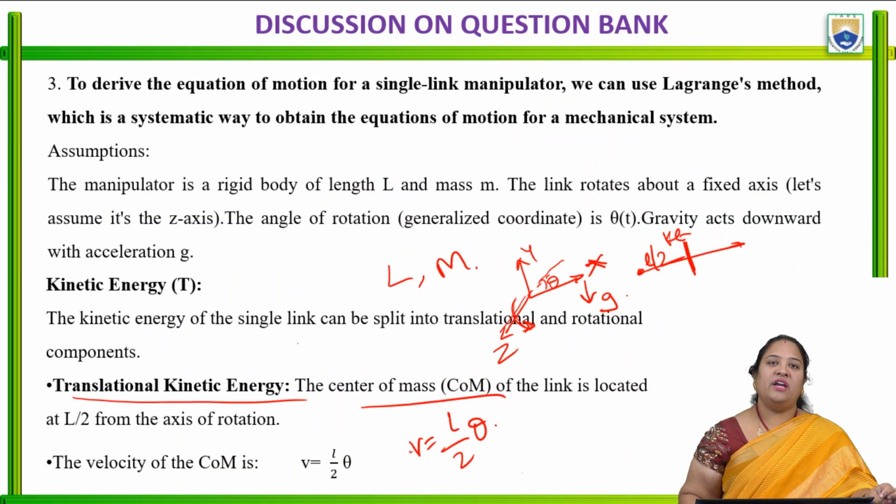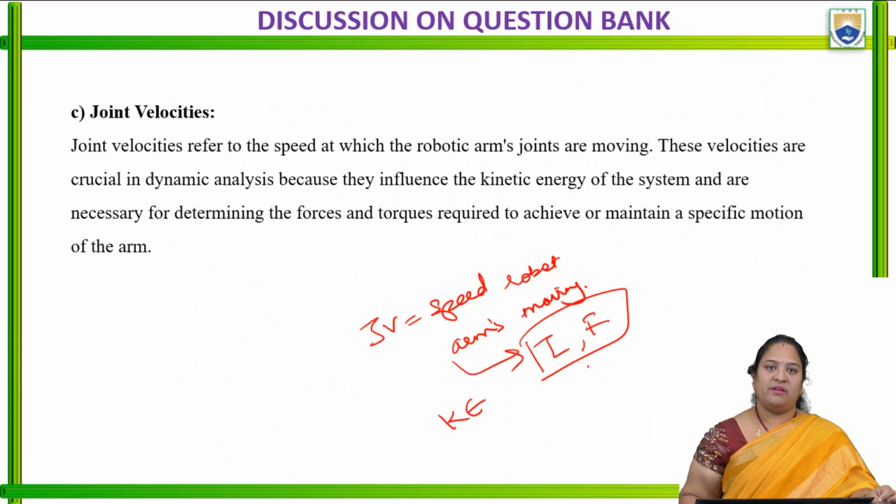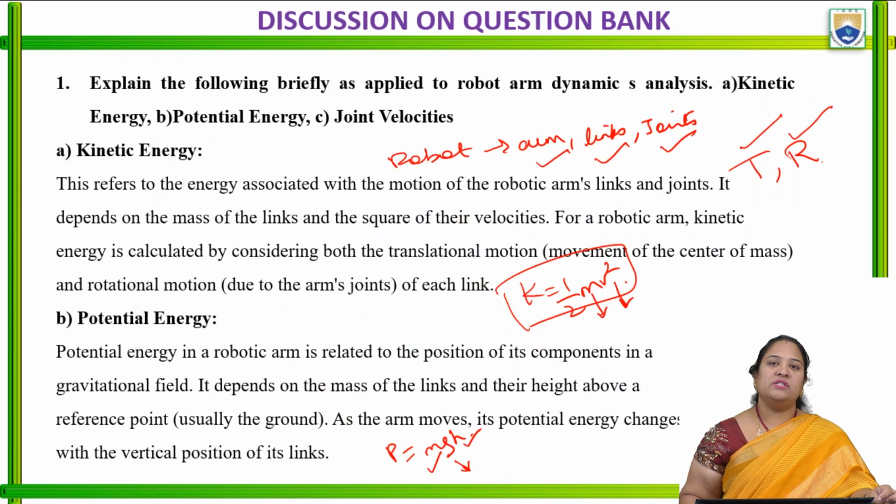And then we have discussed the components, that is the inertial term, centrifugal force, what we mean by coupling inertia, what we mean by the gravity term, etc. We have also discussed the kinetic energy, potential energy, and the joint velocity, which are used in robot arm dynamics. So this is all for today.